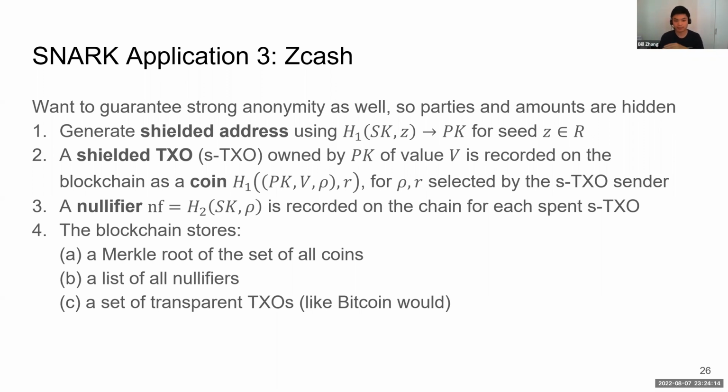And so the blockchain will obviously store a set of transparent UTXOs like Bitcoin would have. So it just has a second area over there that stores the transparent part of the chain, and this part will store the confidential part. So really the confidential part is just the first two things. It's storing the Merkle root of all the coins, and it's storing an explicit list of all the nullifiers that have been sent to it.